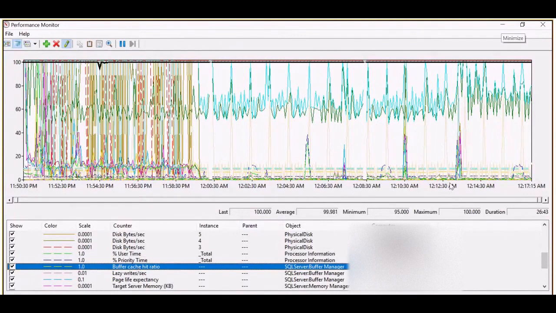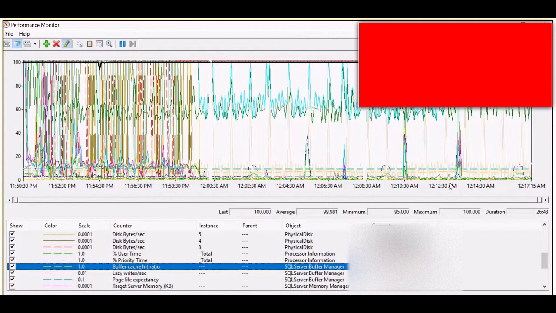Buffer cache hit ratio. What do y'all think that means? What do you think the buffer cache hit ratio means? Why are we interested in this counter? It's the ratio of times where it's able to get whatever it is from the buffer cache versus where it has to go to disk. Yes. So this is, I'm able to get the stuff from the buffer cache. What's the buffer cache? The information it stores in them. Yes. How does it store it?